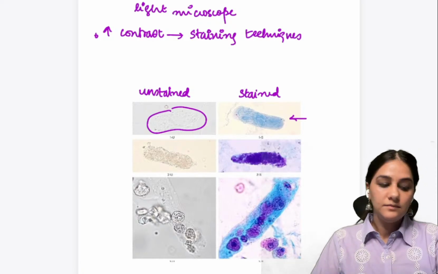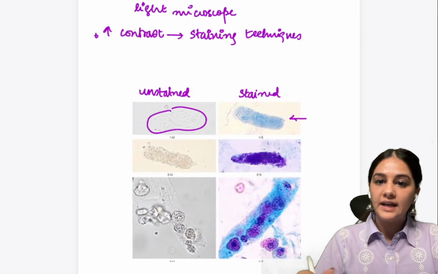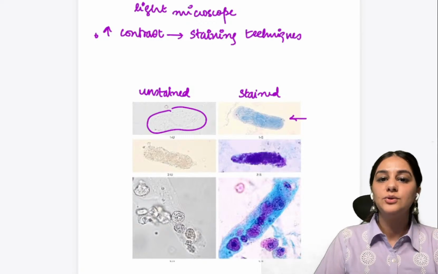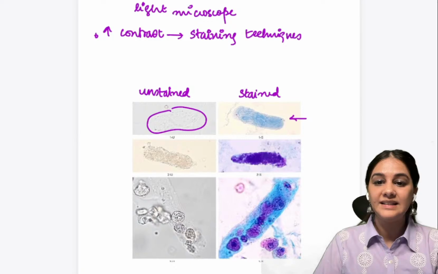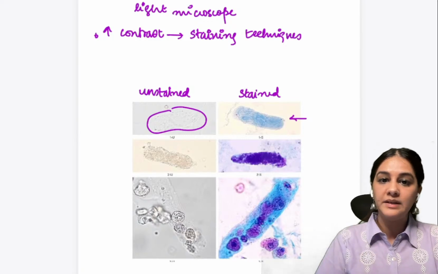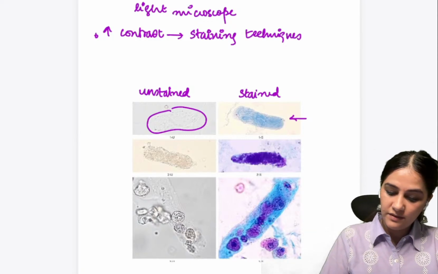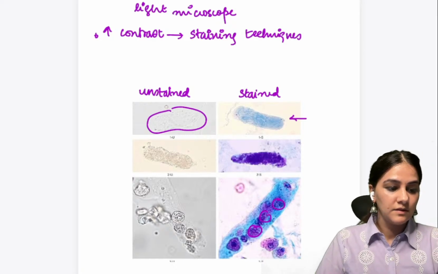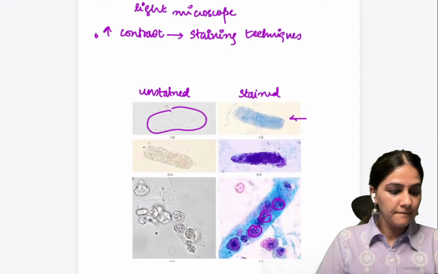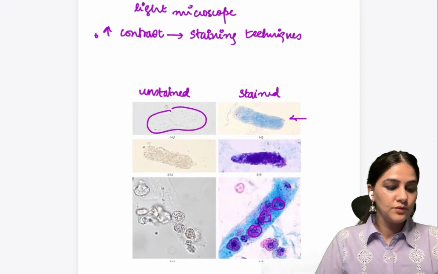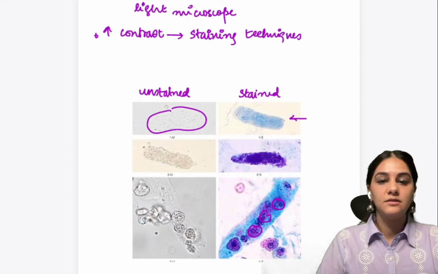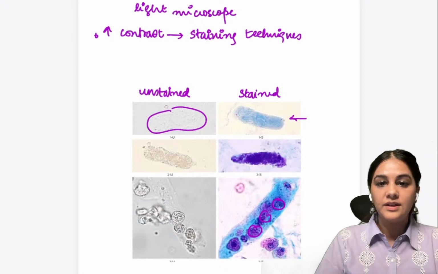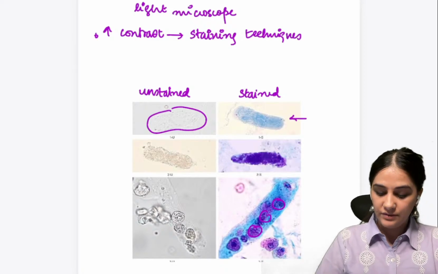So the ones on the right are the stained specimens, so we are able to see the bacteria more properly on the light microscope. And can you see we are even able to appreciate the internal structures? So we are able to see the internal structures also, right? So that is why staining is very important.